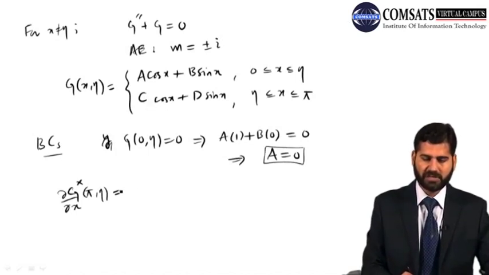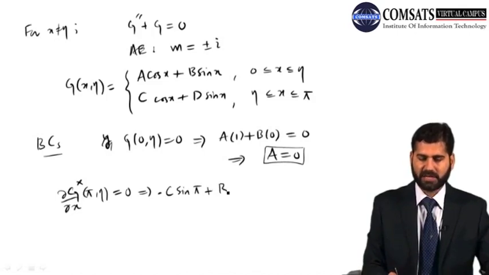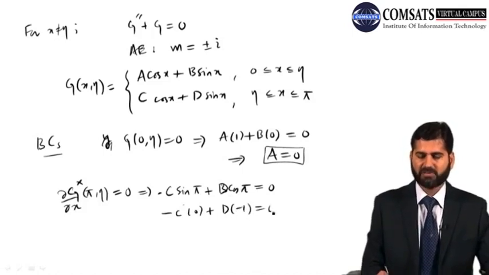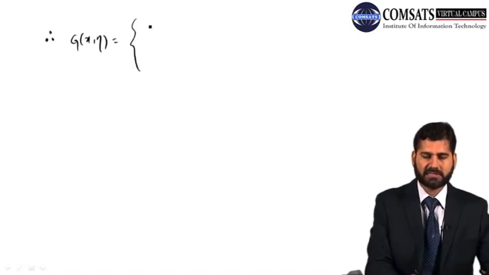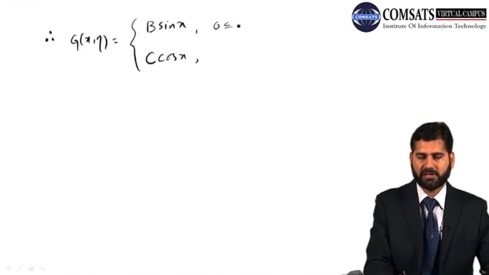So it will come from c: minus c sine pi plus d cosine pi is equal to 0. Here minus c sine pi is 0 and d cosine pi is minus d, so this implies that d is equal to 0. Alright, so our Green's function will become a cos x, and a becomes 0, so it is b sine x, and c cos x, as d became 0. So this is what we are getting.